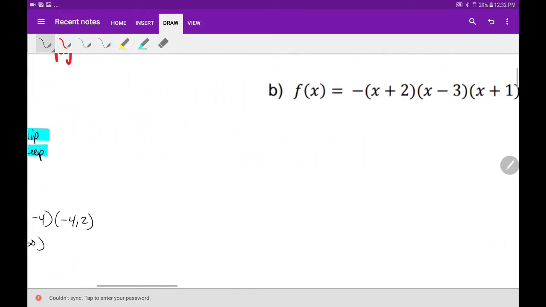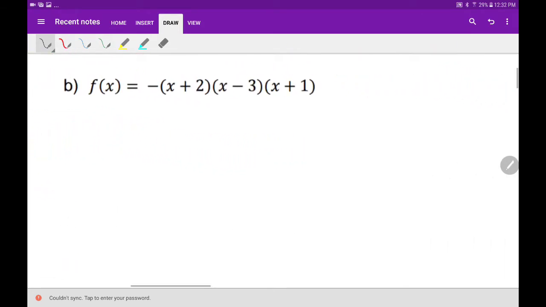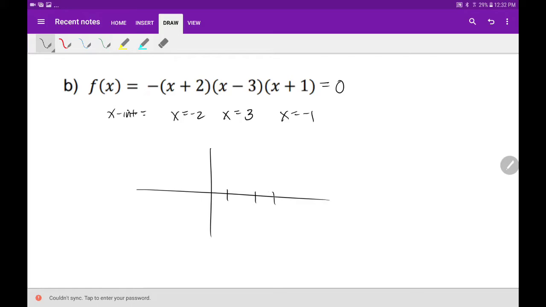All right, let's do part B. So again, we first find our x-intercepts by setting the function equal to 0. So I got x equals negative 2, x equals positive 3, negative 1, and then we'll immediately plot them. So that's 3. It's negative 1, and then we have at negative 2.